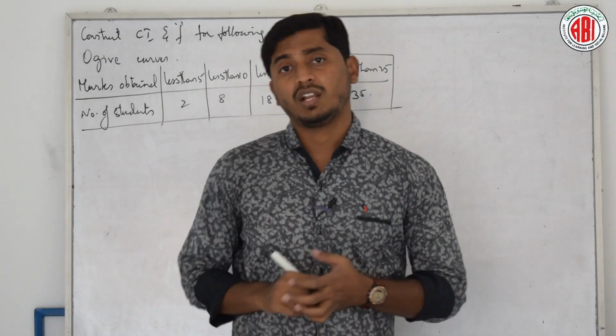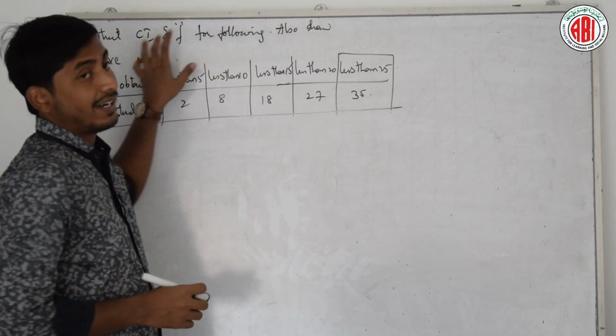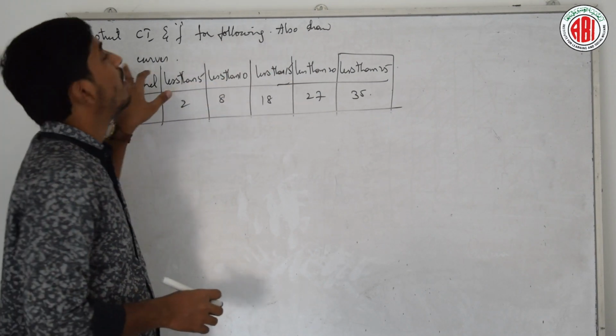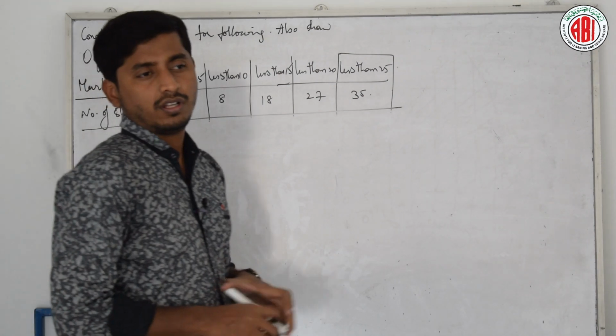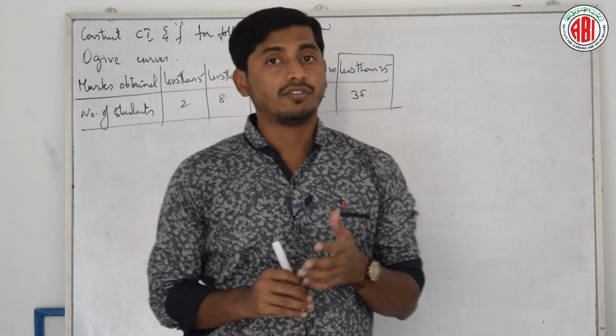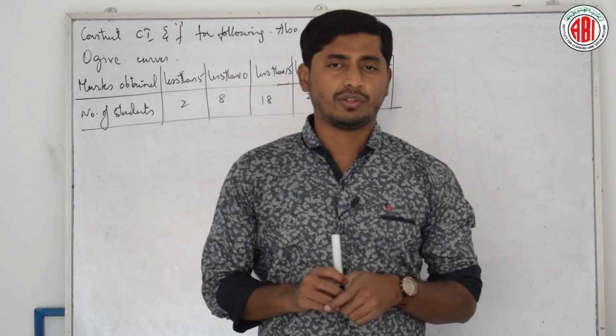Let's do. Look at this question here. He gave us to construct class interval and frequency. Yes, we can construct. Also draw ogive curves. How do we draw? What is that ogive curve? Ogive curve is actually a curve of less than cumulative frequency and more than cumulative frequency. How do we draw those curves?